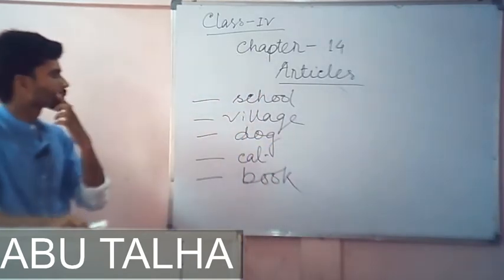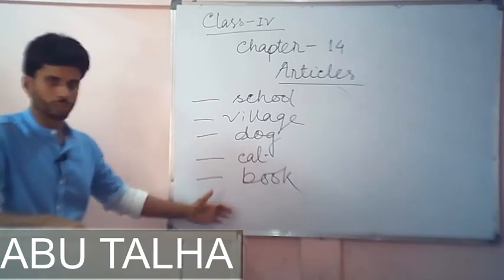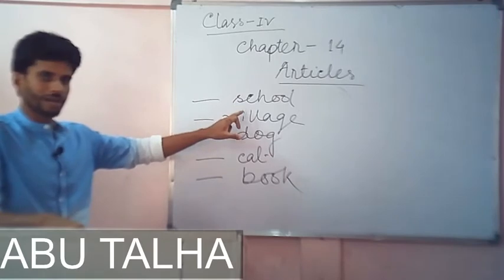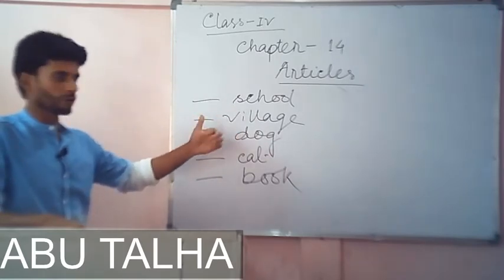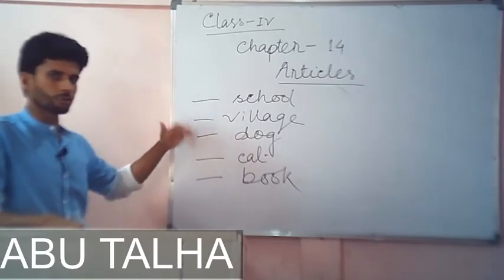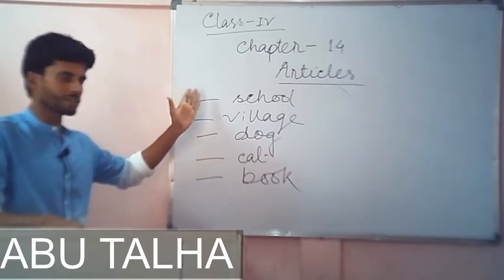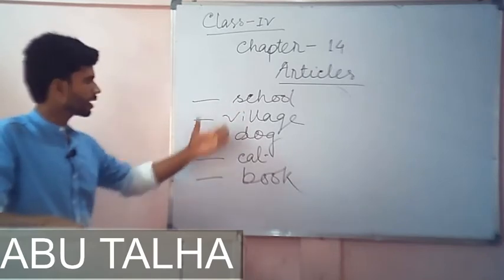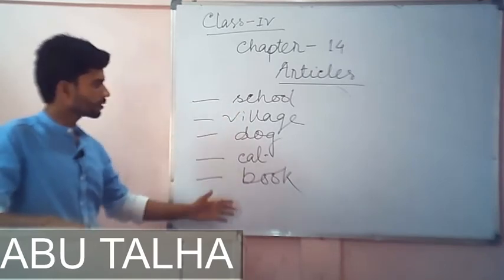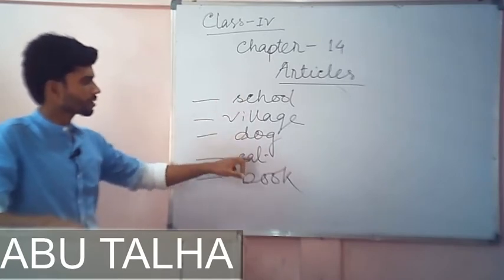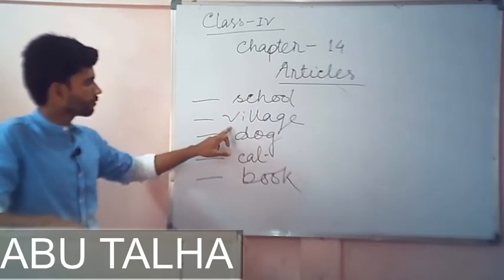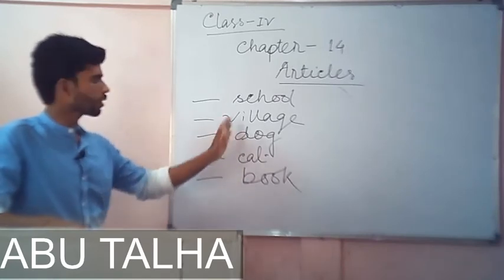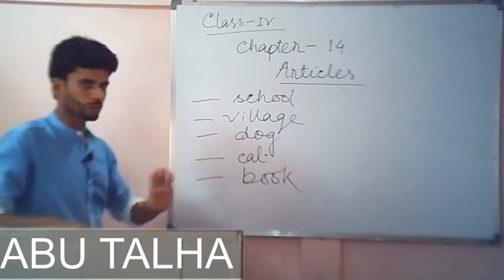Here you can see I have written five words, and in all these 5 cases, what happens? Unlike the other cases where I made you understand when to use N, where the first letter was a vowel, here in these 5 cases the first letters, you see, are S, V, D, C, B. The word is starting with a consonant, not a vowel.